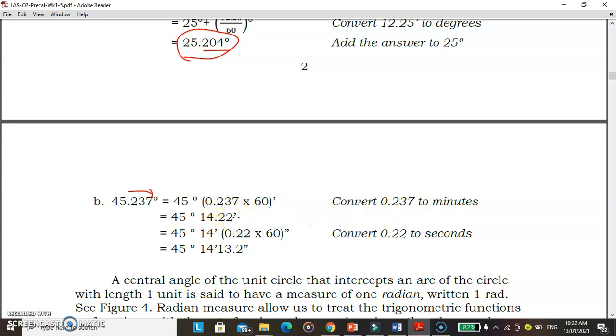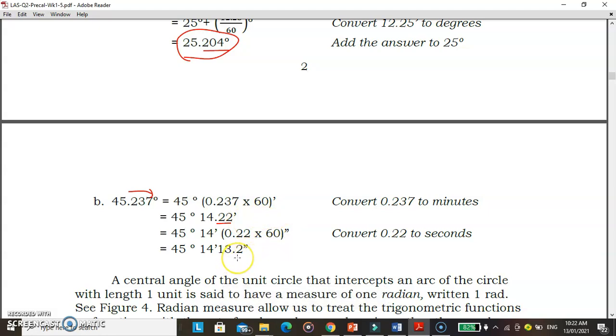So we will just write or separate 14 from the decimal places. So that is 14 minutes. And this 0.22, we will simplify into seconds, by multiplying again with 60. So the result is 13.2 seconds.